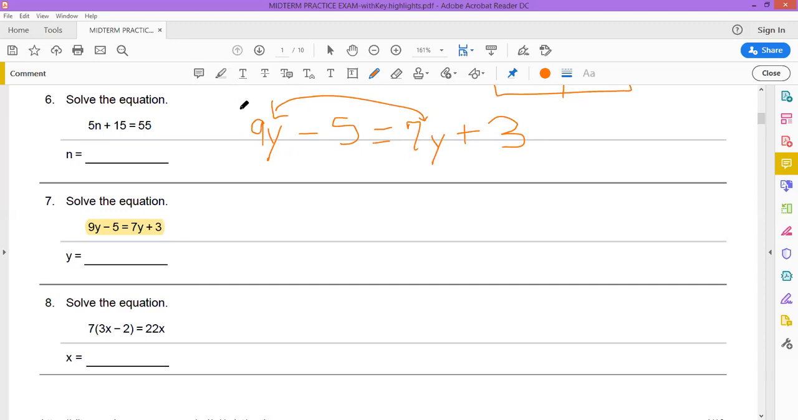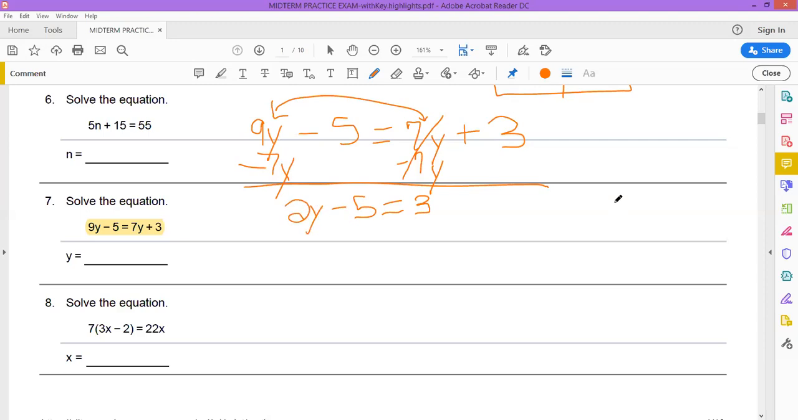And to do that, it's a positive 7y on the right, so we're going to subtract 7y from both sides of the equation. So minus 7y on the right, minus 7y on the left. The 7y's will cancel on the right side, leaving 3. We'll bring down the equal sign, bring down the negative 5 that's in front of the equal sign, and then subtract. 9y minus 7y gives us 2y.